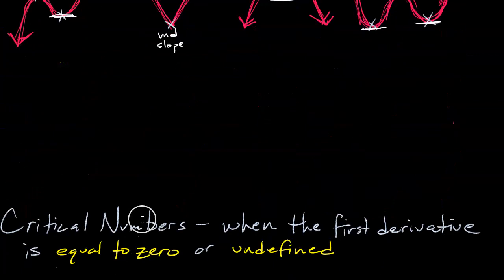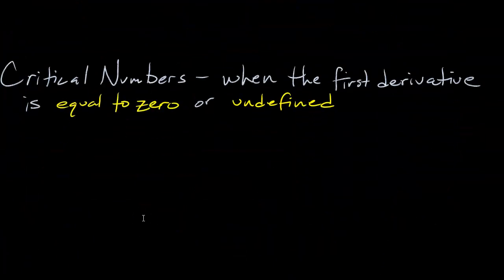So, this is a good definition. It is not the definition written with notation. Critical numbers will happen when the first derivative is equal to zero or undefined.